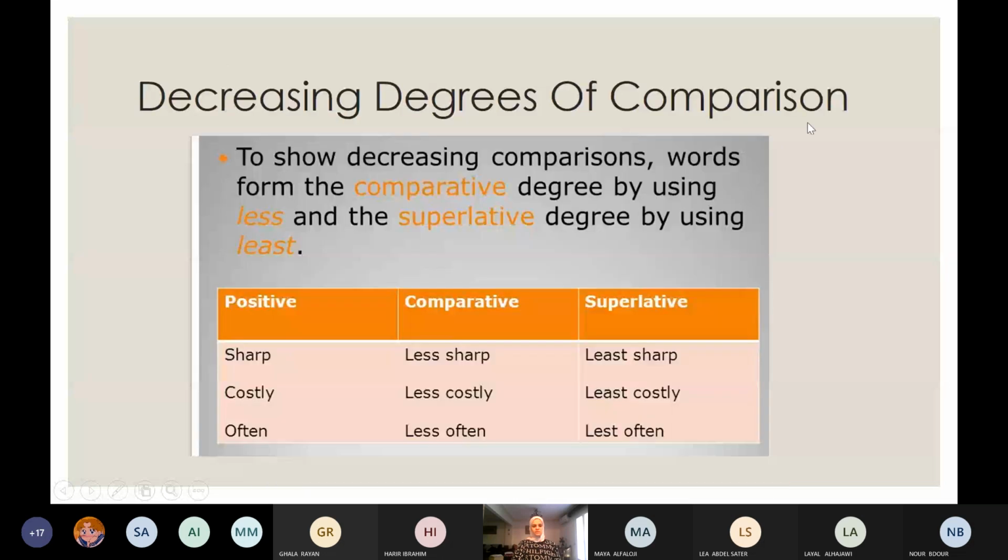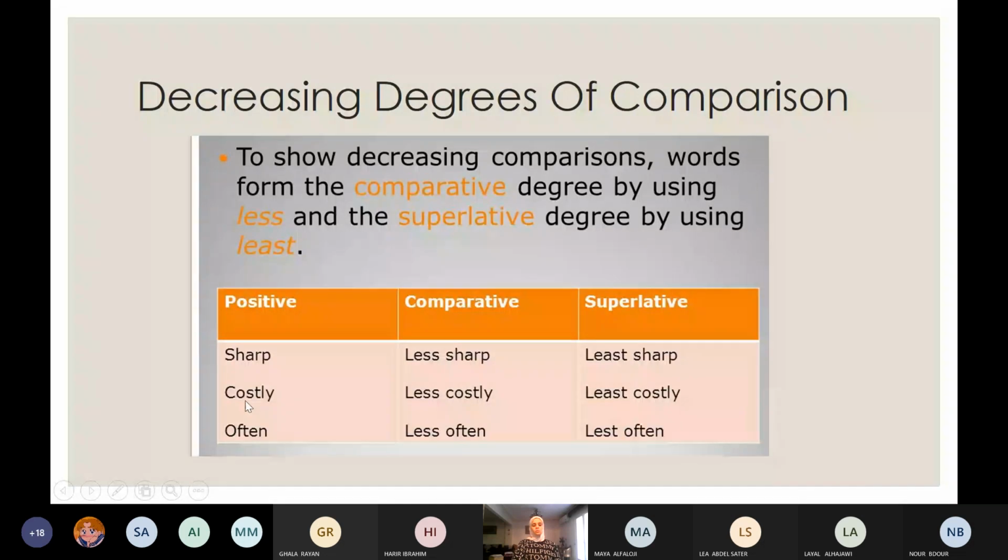Decreasing degree of comparison, when I show less. When I say Jane walks more than his sister, I want to say that his sister walks less. To show decreasing comparison, form the comparative degree by using less, and the superlative degree by using least. Sharp, for example: it is less sharp. I cannot say sharper. My sharpener is less sharp than yours. Please give me yours.